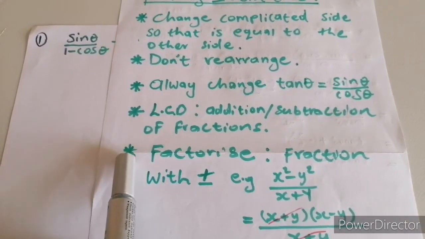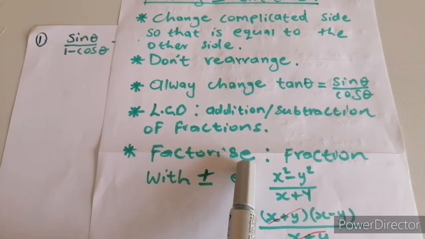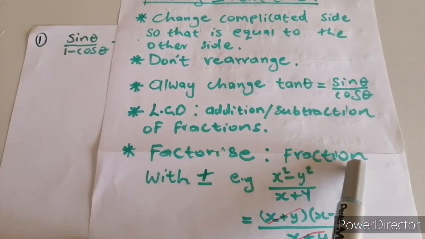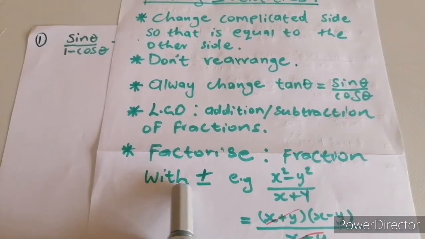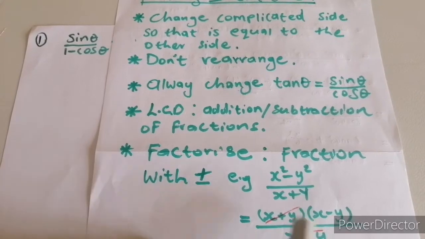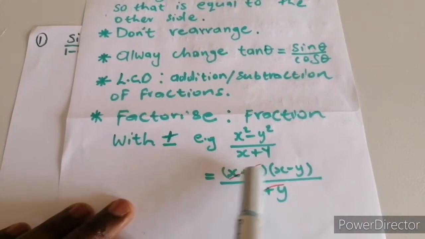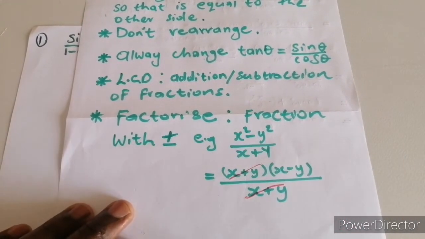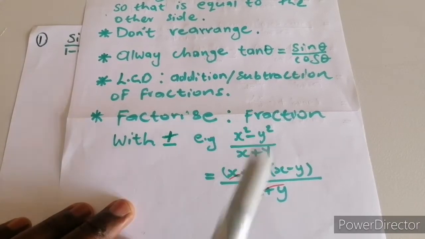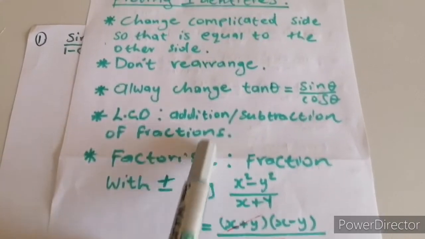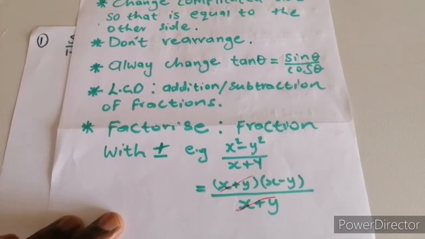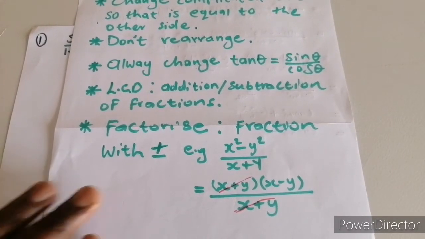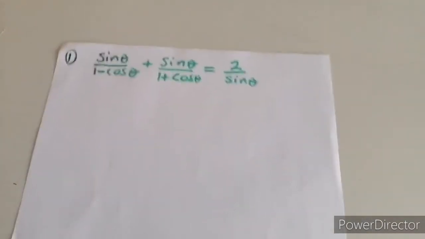Another, the last thing: factorize. Factorization, whenever we see plus or minus in fractions, for example, we are given these simple fractions. This is the knowledge of algebra. So if you are good in algebra, you're going to find the whole thing very simple. Please practice algebra. Now let's do this first example.